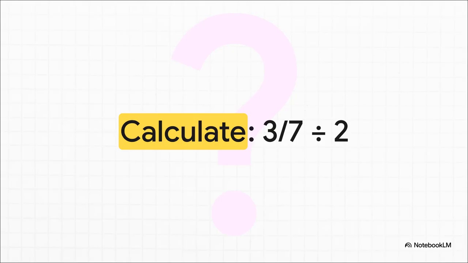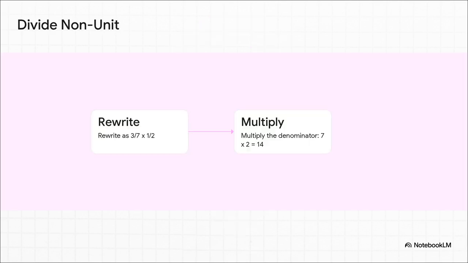Super fast. But what if we have a non-unit fraction? Let's try solving 3/7 divided by 2. Simply rewrite it as multiplication by 1/2. Notice how the top numerator stays exactly the same. Now just multiply across the bottom, and we arrive at our final answer, 3/14.